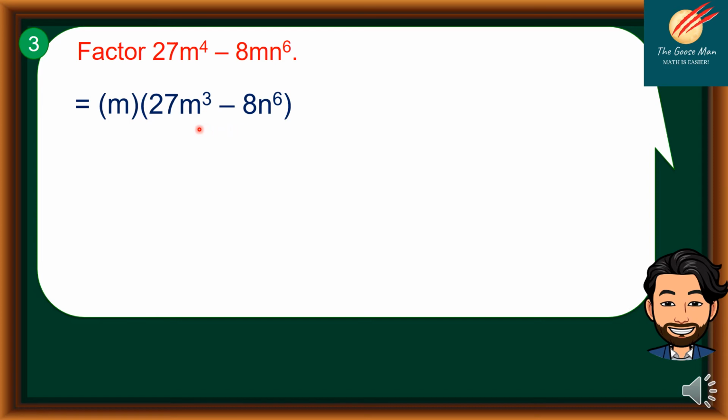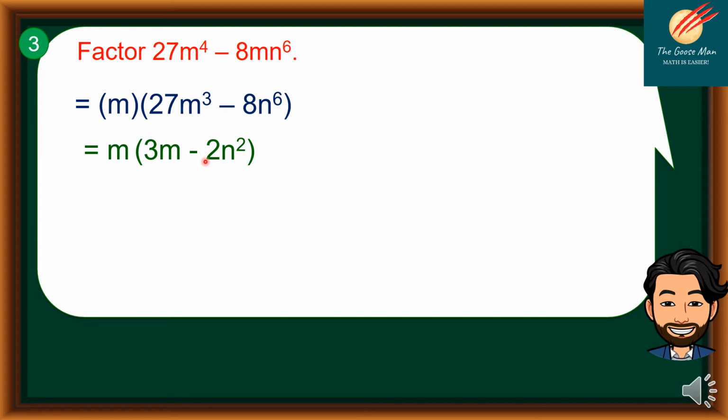Notice this is actually a difference of two cubes, so let's move on to further factoring. Just copy m. Then, for our binomial, get the cube root of 27m cubed, which is 3m, while the cube root of 8n to the 6th power is 2n squared. Since this is negative in the binomial, this is also negative.